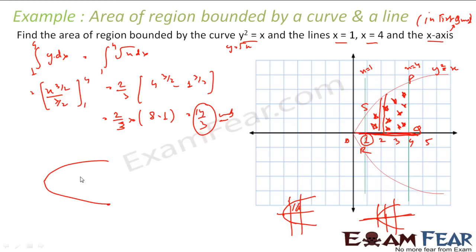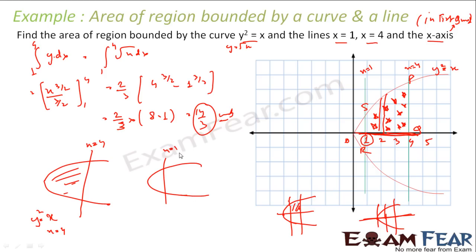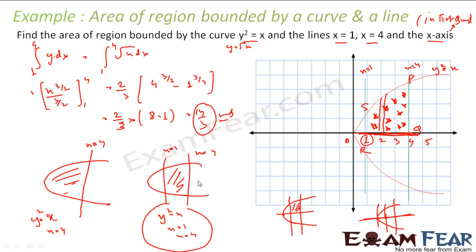If the question says y square is equal to x curve and line x is equal to 4 only, then I'm interested in the whole area. If my question says this, for example, y square is equal to x and x is equal to 4, this is a big area. If my question says y square is equal to x, x is equal to 1 and x is equal to 4, then I'm interested in this big area, because I want that area that is surrounded by these lines.